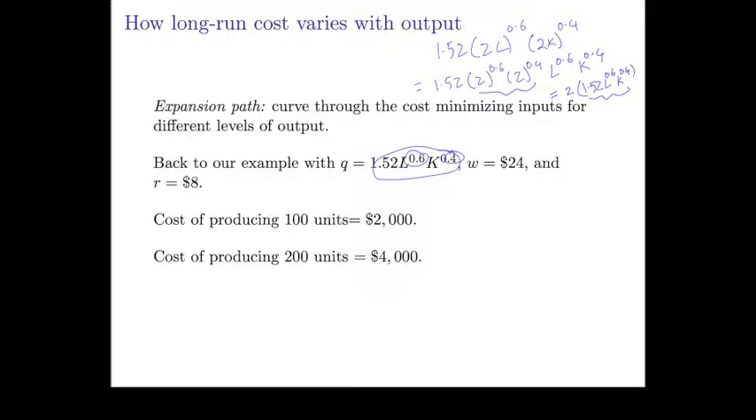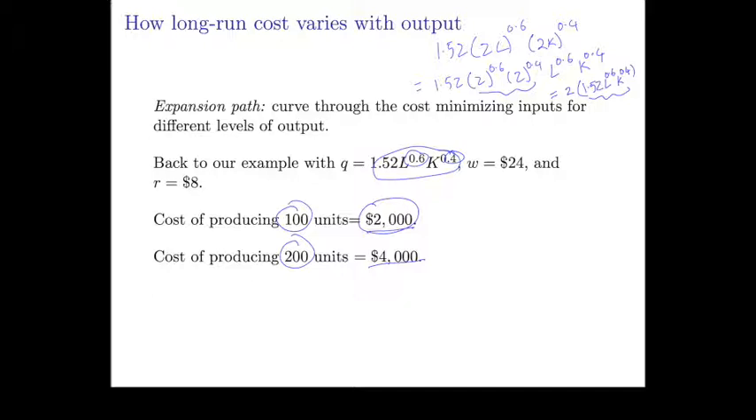So because we have constant returns to scale, when you multiply the labor and capital by some number, it's equivalent to multiplying the output by that number. The cost is just going to be multiplied by the same factor. So to produce 100 units, the cheapest way to do it would cost you 2,000. So the cheapest way to produce 200 is just going to cost you twice that.